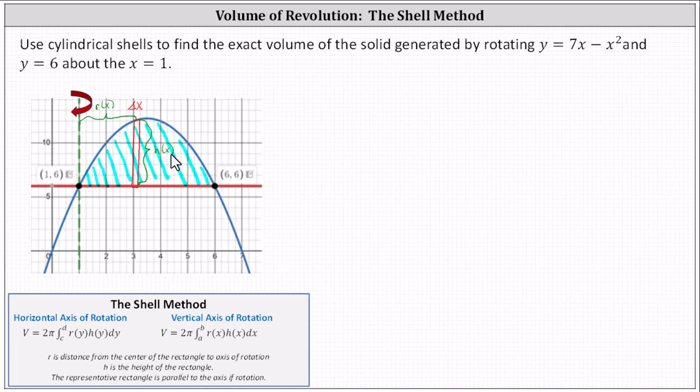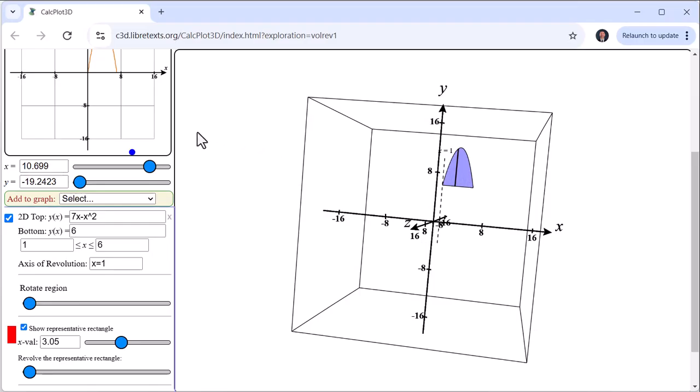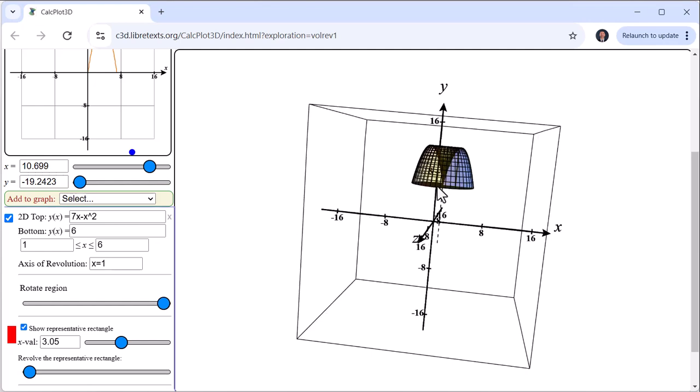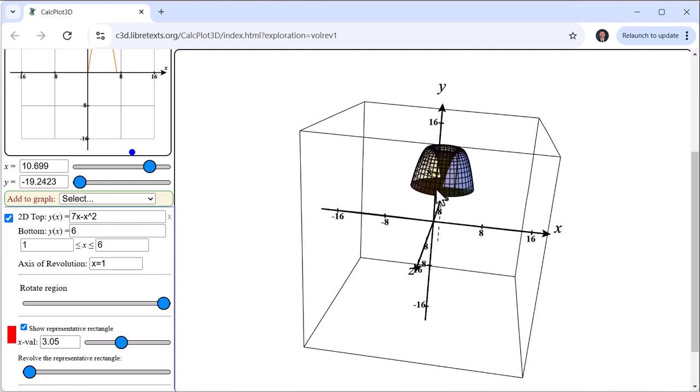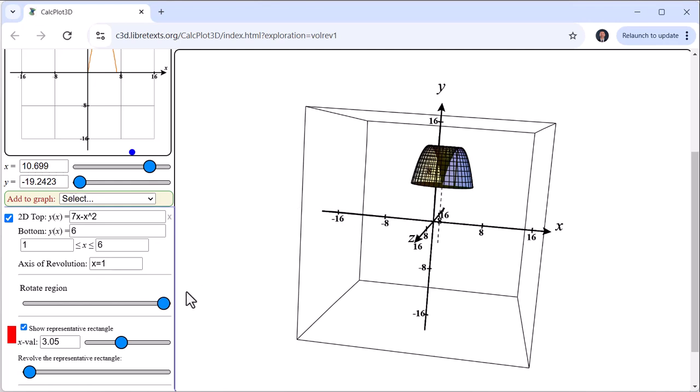Before we determine r of x, h of x, as well as the limits of integration, let's take a look at an animation. I've already set this up in CalcPlot 3D. On the right, we see the area we will be rotating about x equals 1. Let's go ahead and rotate the bounded area so that we can view the solid. This is the solid we want to find the volume of. And now let's go back and sketch a representative rectangle. So this thin rectangle we see here on the right is a representative rectangle.